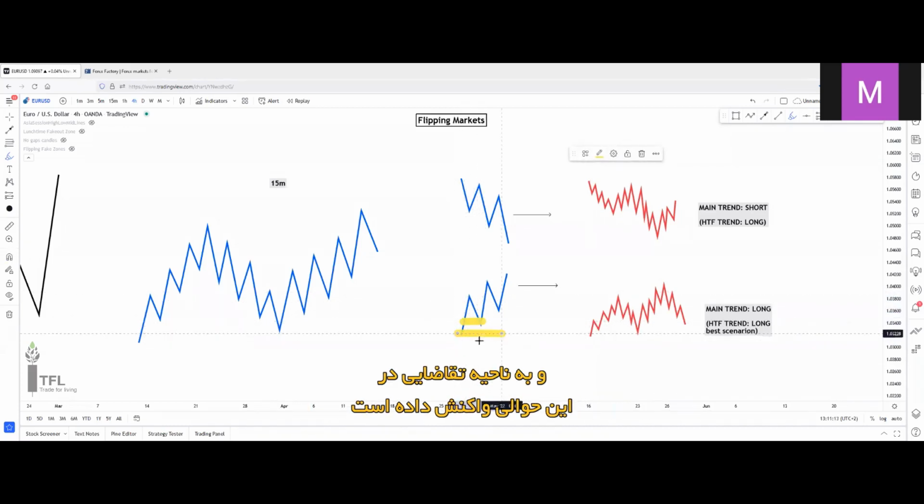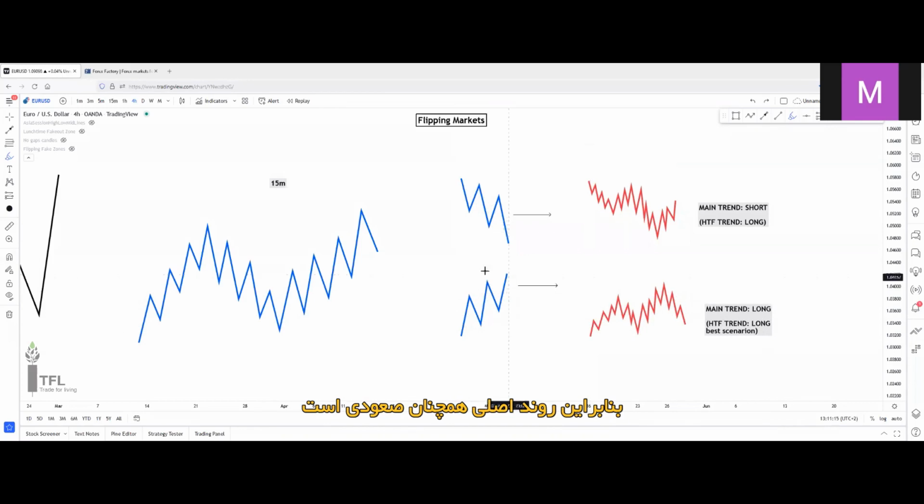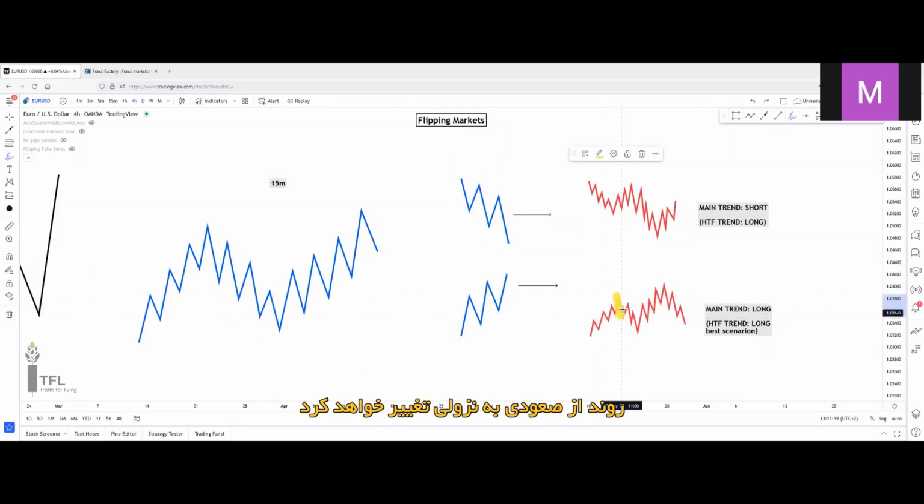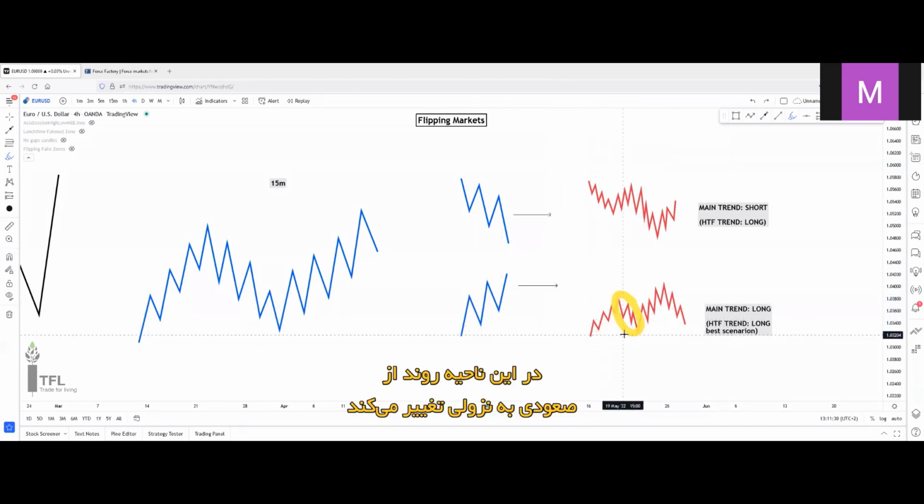It will respect the demand zone somewhere around here, so the main trend on the 15-minute chart is still bullish. But as you can see on the 1-minute chart, it will change character and the trend will change from bullish to bearish. So on this 1-minute leg, and on this 15-minute leg, which is a pullback of the 15-minute chart, the trend will change from bullish to bearish at this region.